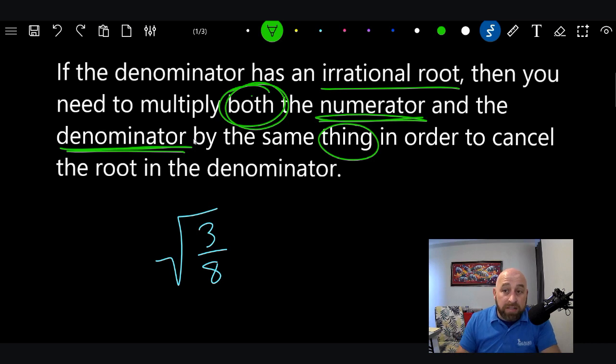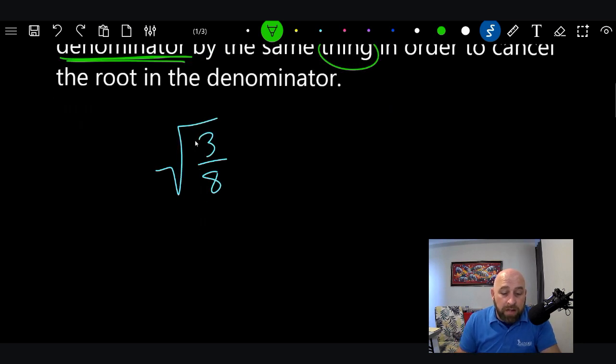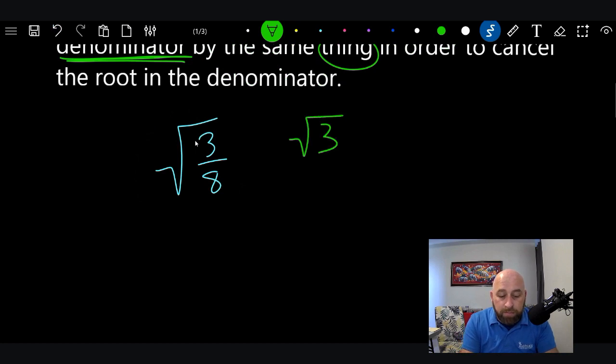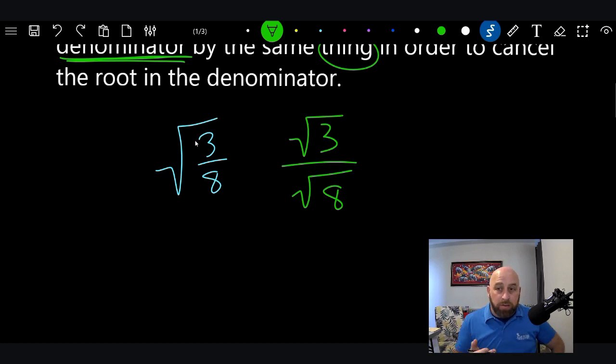All right, so let's try it. Now what we have here is the square root of 3 over the square root of 8. Now we have a problem. We don't know what the square root of 8 is. The square root of 8 is irrational. Here's our problem. This has an irrational denominator, and in math you can't have this. This is a problem. We need to fix this. How do we fix it?